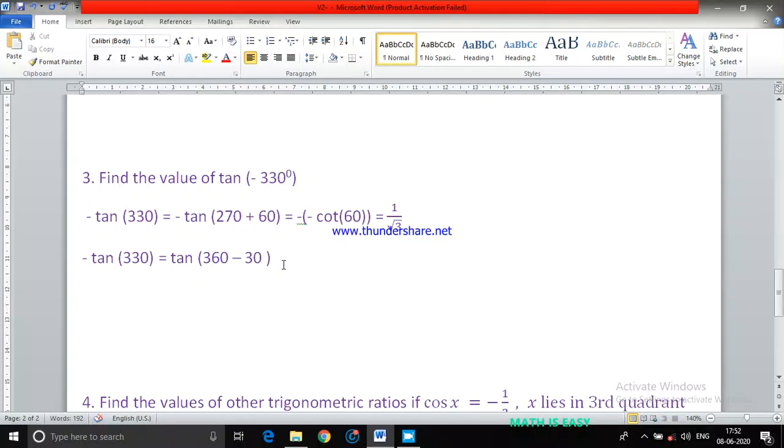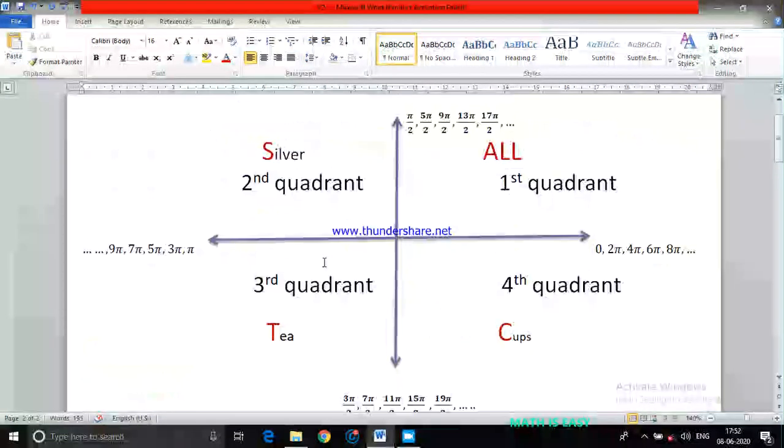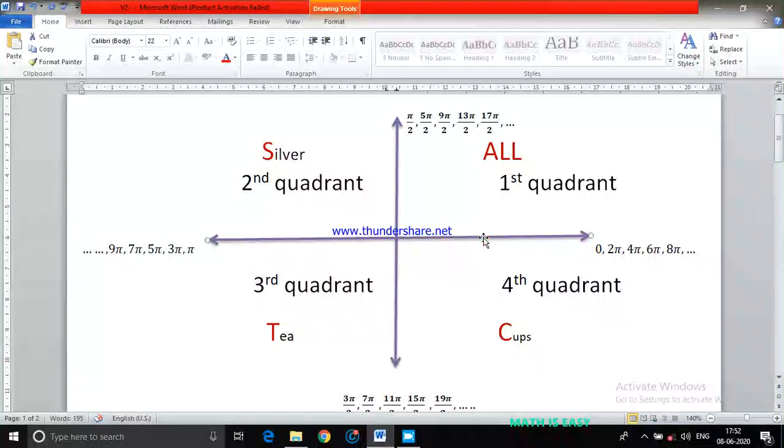Can we put that also? 360 minus 30 is also tan 330 only. I forgot the minus sign here. Minus tan 360 minus 30 equals to minus. Now 360 minus 30. Where does 360 lie? 360 is here, because 0, 90, 180, 270, 360. First you go till 360 degrees, then if you go minus 30 degrees, that will be 330 degrees.